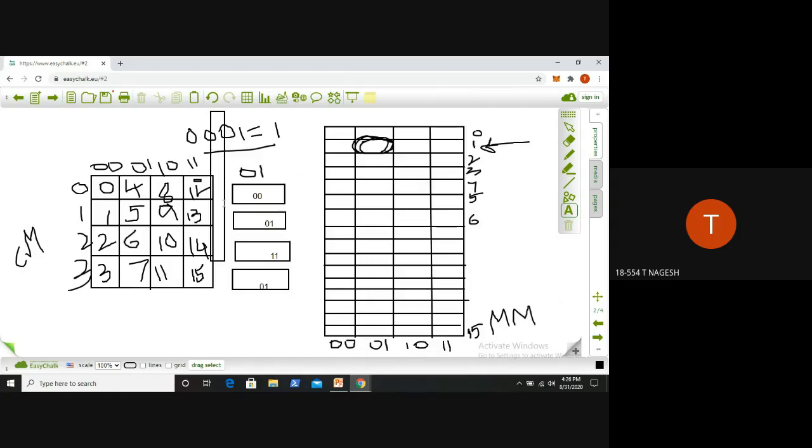If I change this, let me just change this. Consider the tag bit value is 00, and the cache line is 01. That means decimal-wise it is 1, which is the required one, and the tag bit value is also 00. That means both of them have matched, so it simply represents a cache hit.